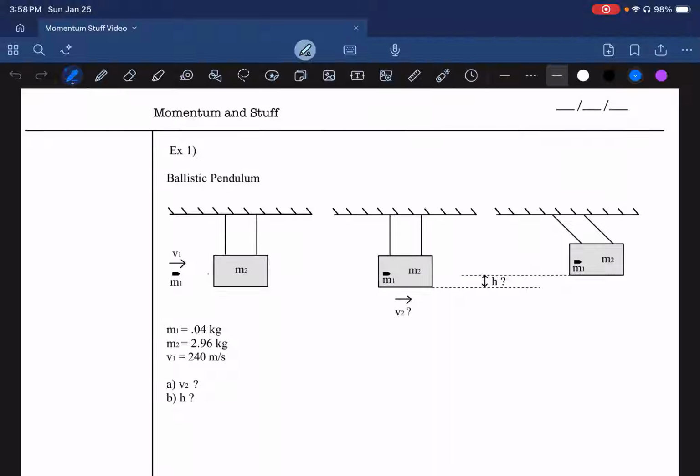and there's going to be a collision here. The bullet is going to get embedded into the block. Together, they will move with a new velocity v2, and then the pendulum is going to swing upward, and its height will change.